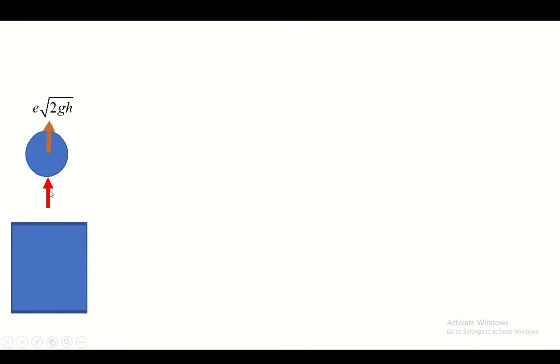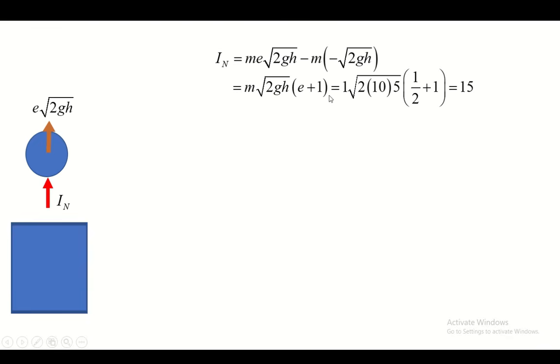And suppose in this normal direction there is an impulse of normal, denoted by IN. IN means normal into time of collision, and this IN will be equal to change in momentum. IN is upward, so we have taken upward as plus. Final momentum is positive because it is upward. Initial was negative because it was moving downwards. So this is the expression, and putting the values of m, h, e, etc., we get the value of IN as 15 newton second.